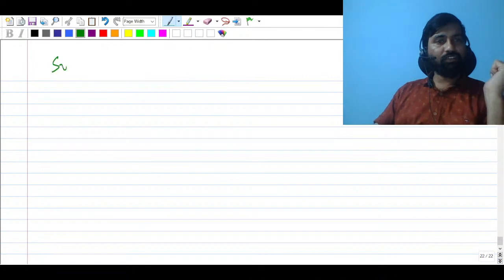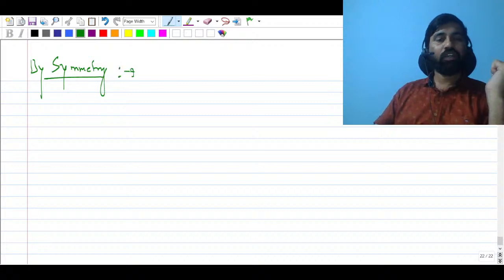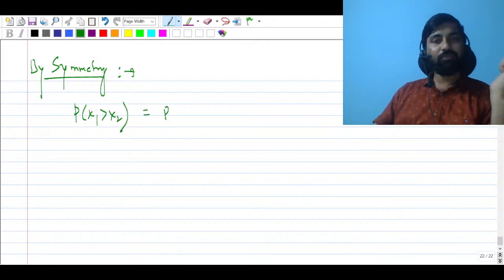So by symmetry, what will be the answer here? As they are asking, the probability of x1 greater than x2 is the same as the probability of x2 greater than x1.